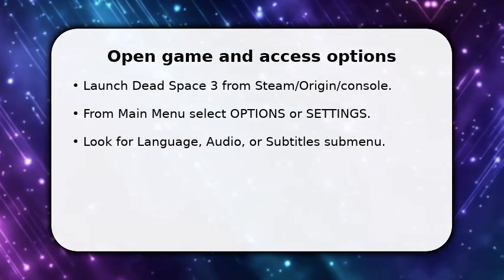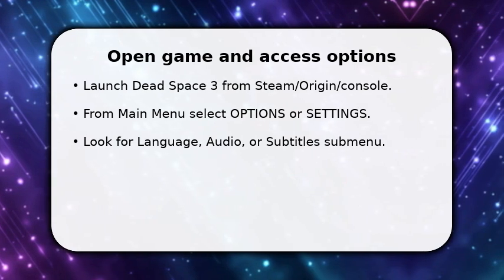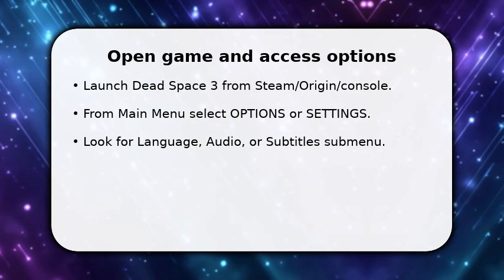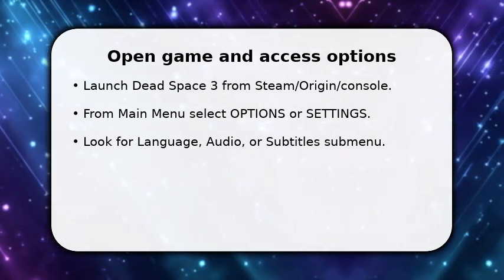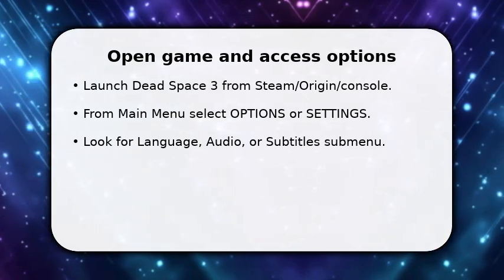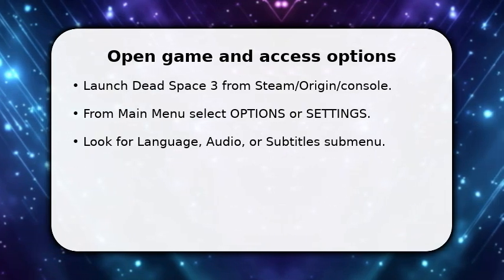You want the submenu labeled Language, Audio, or Subtitles. That grouping holds both text and spoken language options. If you don't see language entries, make sure the platform overlay isn't hiding menu items. Now proceed to the specific language selection field shown on the next screen.